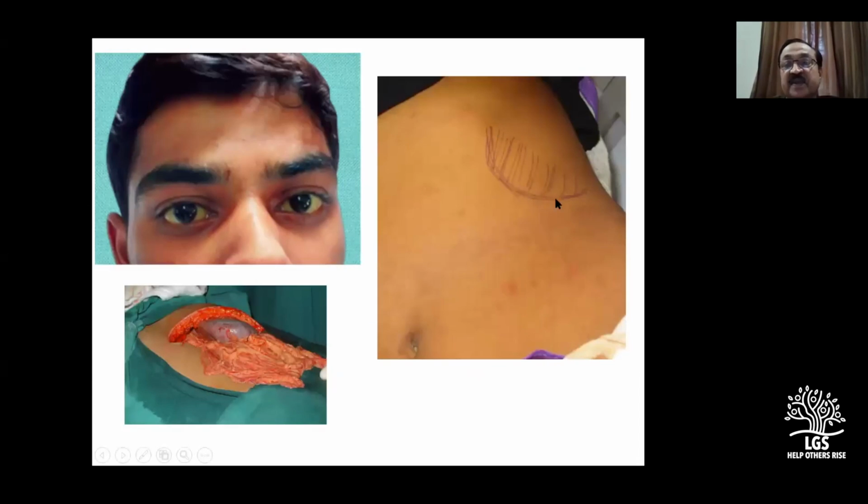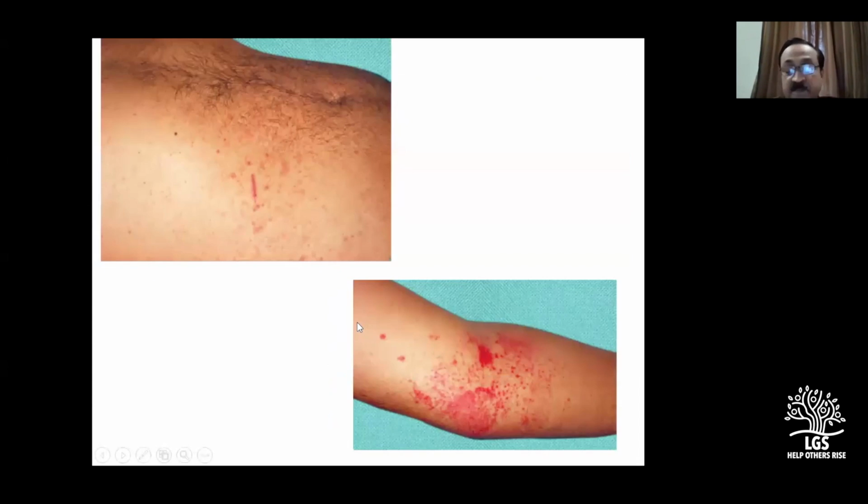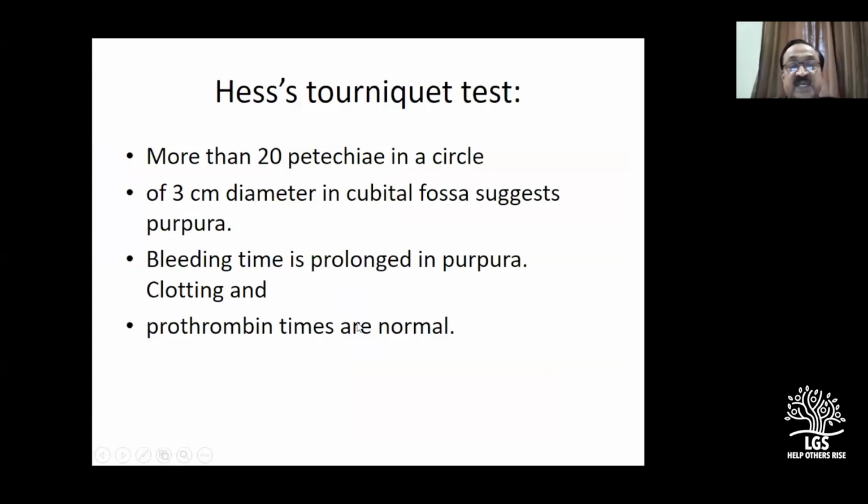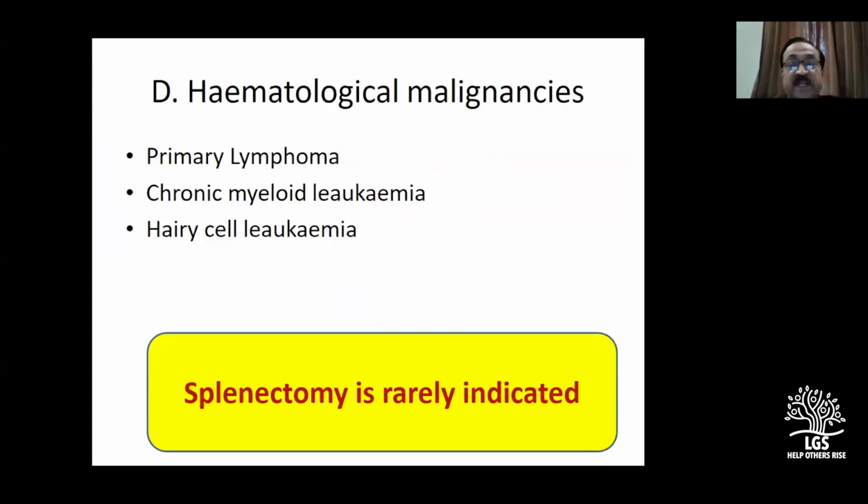Faint jaundice, enlarged spleen, and the spleen at surgery. This is the purpura patient. I think we may ask you this question: what is the Hess tourniquet test? There should be at least 20 petechiae in a circle of 3 centimeter diameter in the cubital fossa. Only then you say that the bleeding time is probably prolonged in purpura, and clotting time and prothrombin time are normal, right?